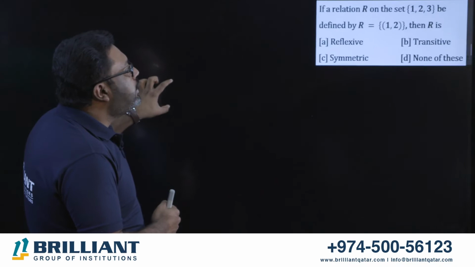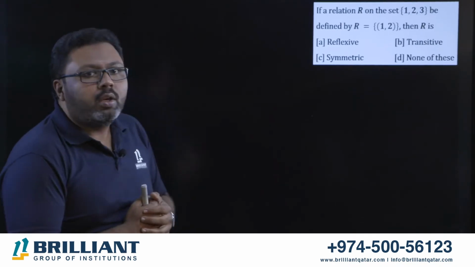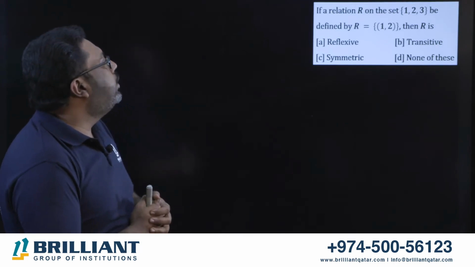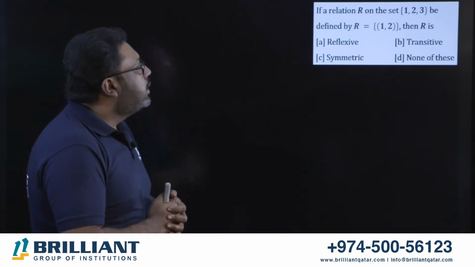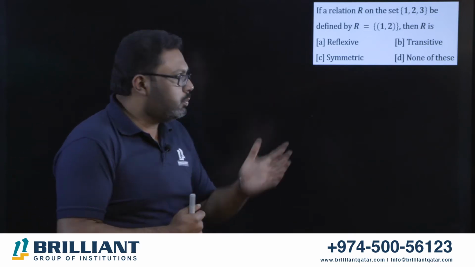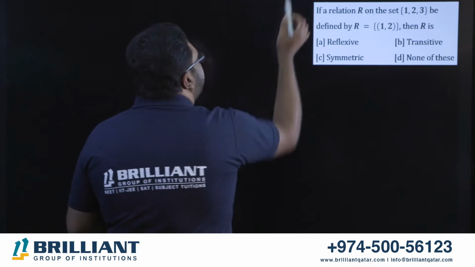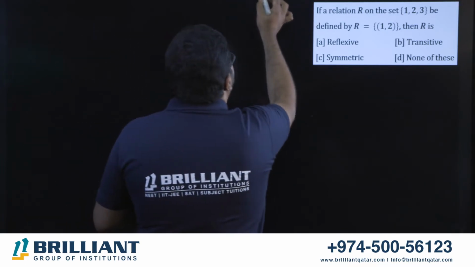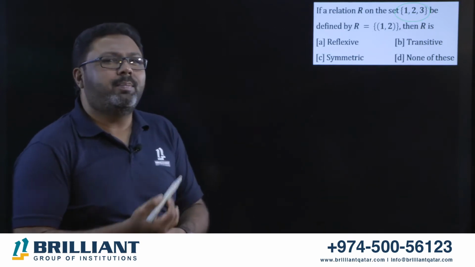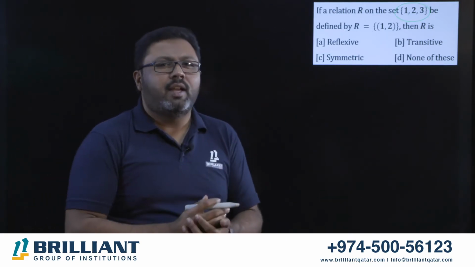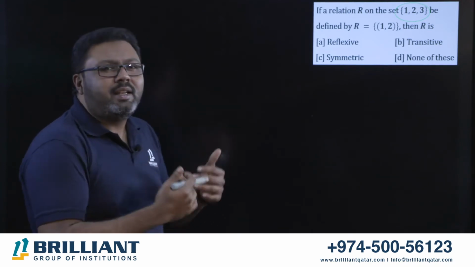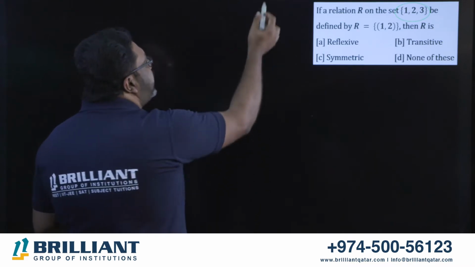Look at the next question, please. It says a relation R on the set {1, 2, 3} is defined by R equals {(1, 2), ...}. Then R is reflexive, R is transitive, R is symmetric, or none of these. Okay, so it's again defined on the set {1, 2, 3}. This set is a very, very important set, my dear students. They like asking questions with this set very often. Even if they change the numbers, this three-number set is very important in reflexive, symmetric and transitive.